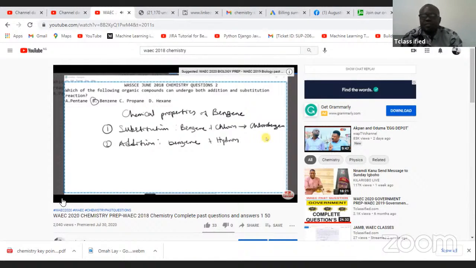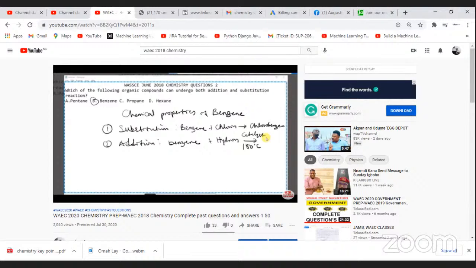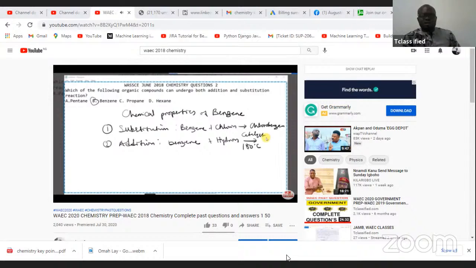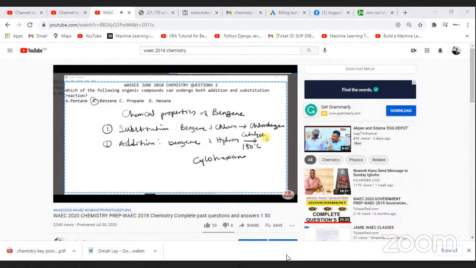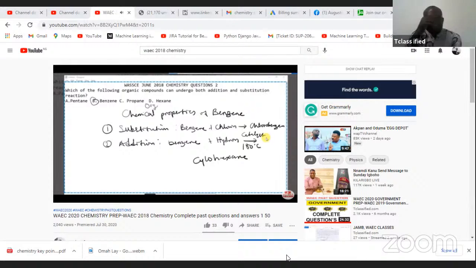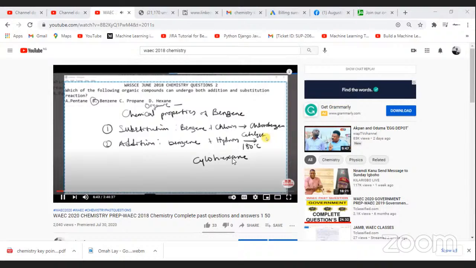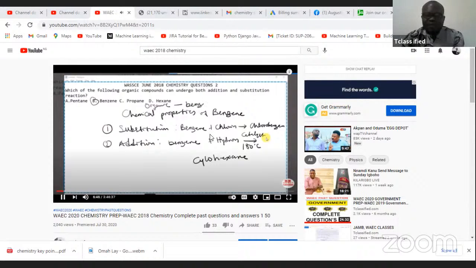So can you tell me the difference between substitution and addition reaction in organic chemistry? Addition reaction is like adding an element with another one to give. Okay, just like you have hydrogen being added to benzene. That's addition. You understand? But in substitution, you have replacement. You have to replace one. Is that clear?